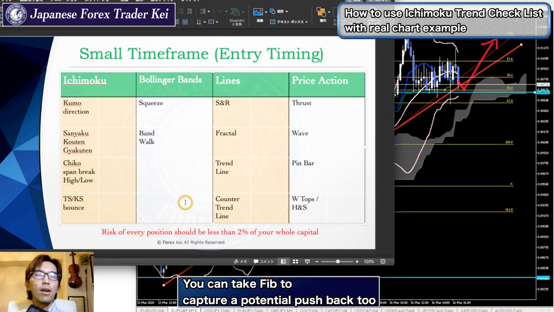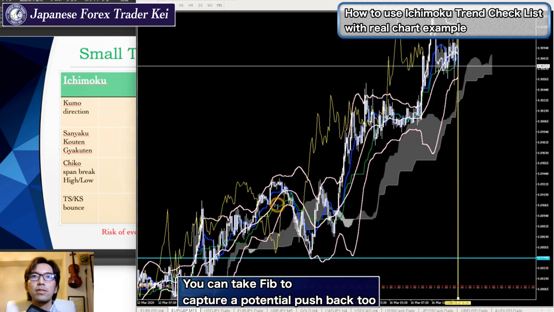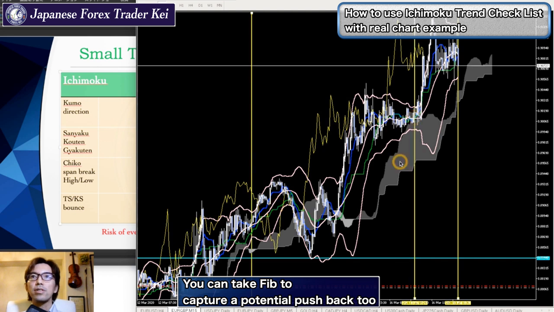Also I use stochastics and Bollinger Bands squeeze here. And Bollinger Bands are squeezing right now. When you look at the Bollinger Bands, right now they're squeezing. So this is an uptrend, right? Basically, this is an uptrend. So whenever you see a Bollinger Band squeeze, it breaks upwards, right? Whenever you see a Bollinger Band squeeze, this is an overall uptrend, so whenever it squeezes, it should break upwards in this case, right?